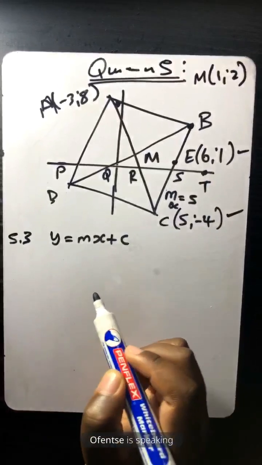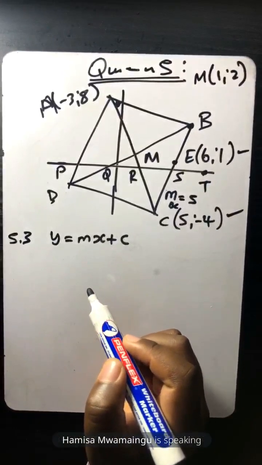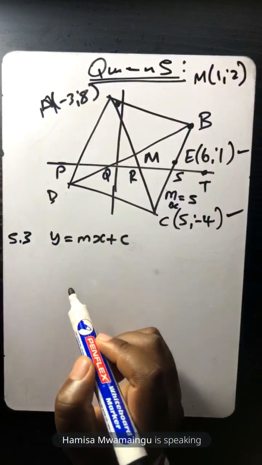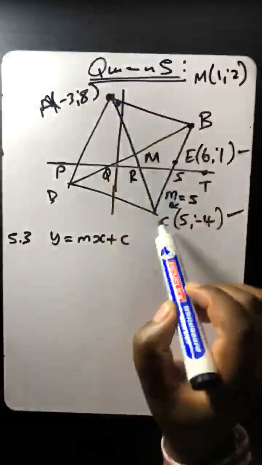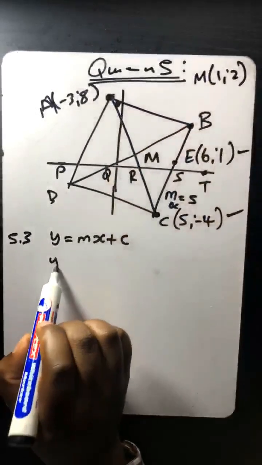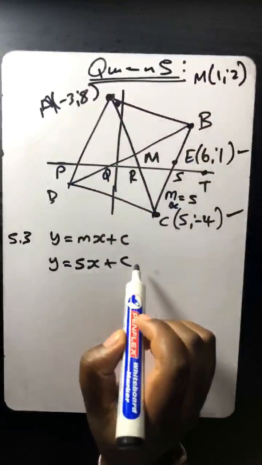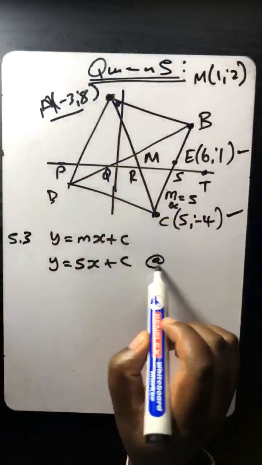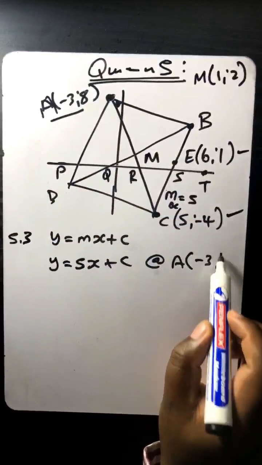Do you guys agree with me on that one? But we have the gradients. Aren't they parallel to each other? Or don't they share the same gradients as well? Oh, yes. You know, in my mind, I'm thinking AC. Yes. So we have y equals 5x plus c. Let's choose the easiest. Oh, we are forced to use that point. I don't think we've got the coordinates of D.